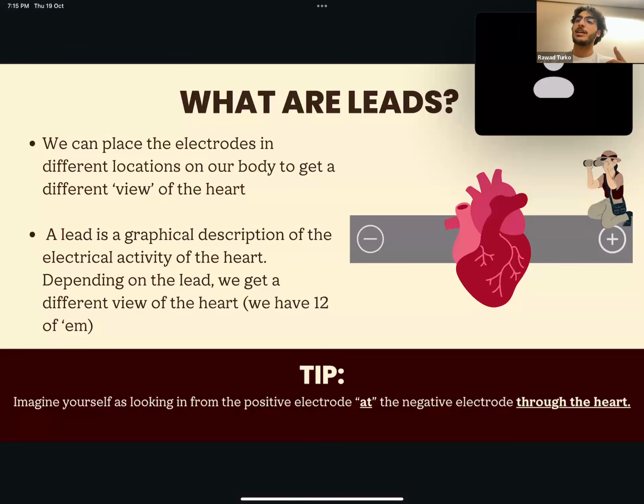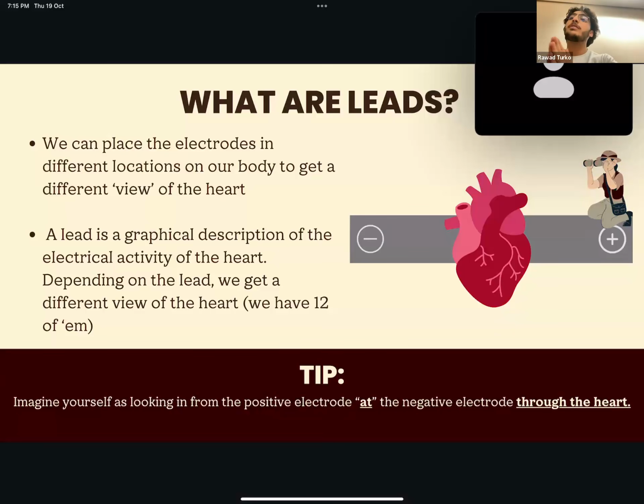When we want to measure the electrical activity, we have these little electrodes. Now, I don't want you guys to get confused. They're not like actual full magnets, voltmeters type of things that you see in physics. There are these little stickers that when you go to the nurse and they want to check your heart activity, they're going to put these little stickers all over your body, and they're going to be able to measure your electrical activity through the heart. So those electrodes, we can place them in different locations on our body to get a different view or angle of the heart.